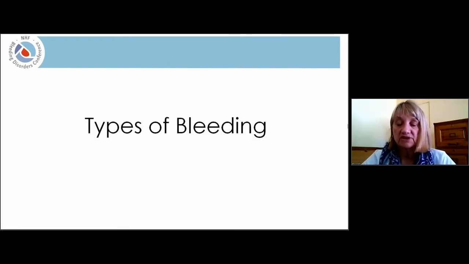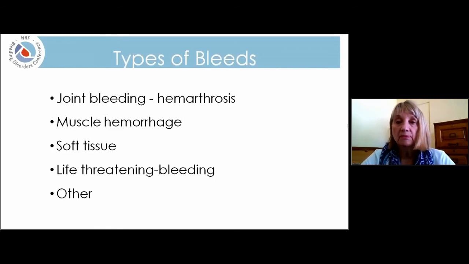So what constitutes a bleed? Joint bleeding, or hemarthrosis, are the most common bleeds that happen in patients with hemophilia. This is bleeding into any joint in the body. However, the most common joints that are affected by bleeding are our knees, ankles, and elbows. And these are oftentimes referred to as index joints. But anywhere where two bones come together and there's a space, a joint space, bleeding can occur. We're going to talk a little bit about muscle hemorrhages. We're going to talk about soft tissue, life-threatening bleeding, and then the types of bleeding where we actually see blood.